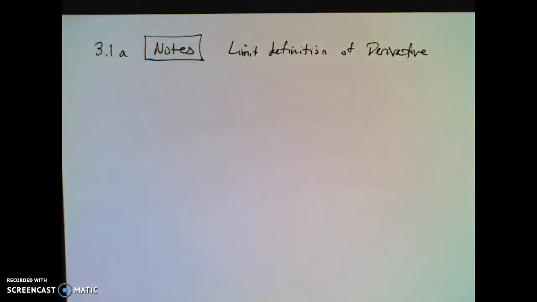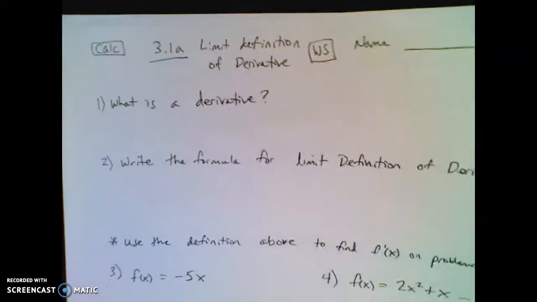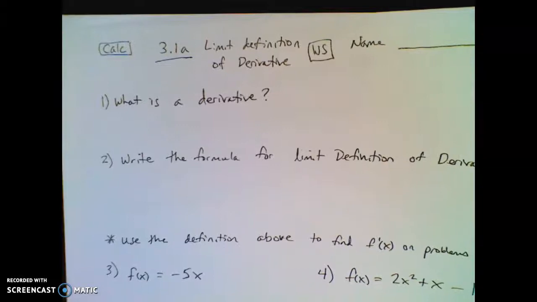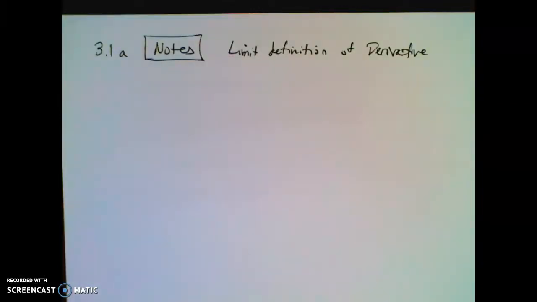Hello, my calculus people. Today we're going to do some notes on limit definition derivative. This goes with the worksheet you got right here. Basically what we're going to learn is a more official way of finding the slope of another function at any point. We did that kind of a trick way by squeezing in with a graph and doing some algebra trickery. We're going to get a more formal way to do it.